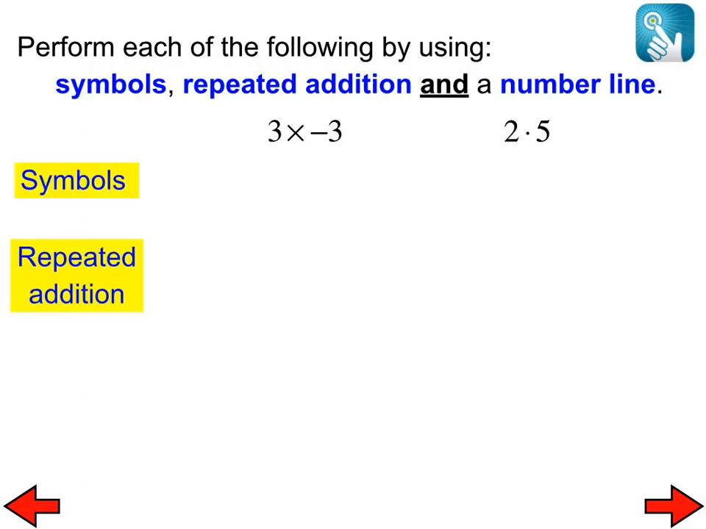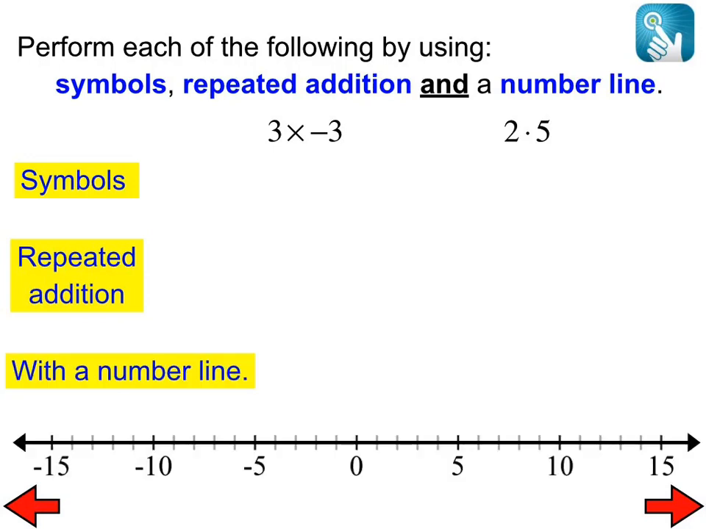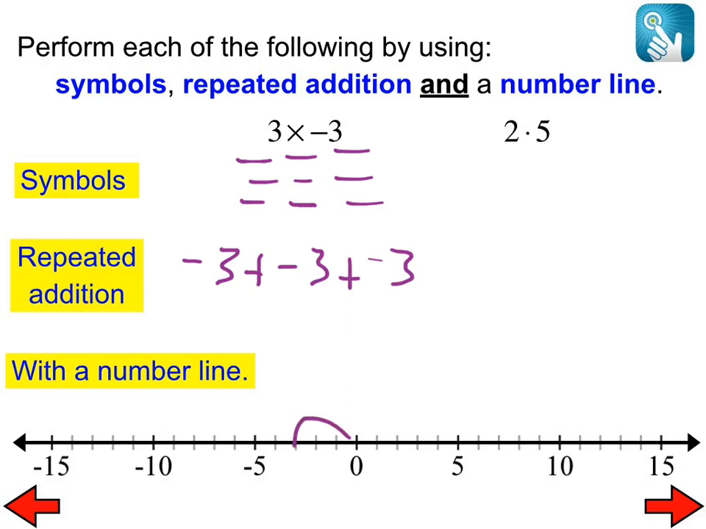For 3 times negative 3, we are supposed to use symbols, repeated addition, and a number line. So with symbols, that would be 3 groups of negative 3. So 1, 2, 3, 1, 2, 3, 1, 2, 3. And it's clear that the product there should be negative 9. Repeated addition would be 3 groups of negative 3. Negative 3 plus negative 3 plus negative 3 is negative 9. On a number line, 3 jumps of negative 3. 1, 2, 3, which leaves us right here at negative 9.